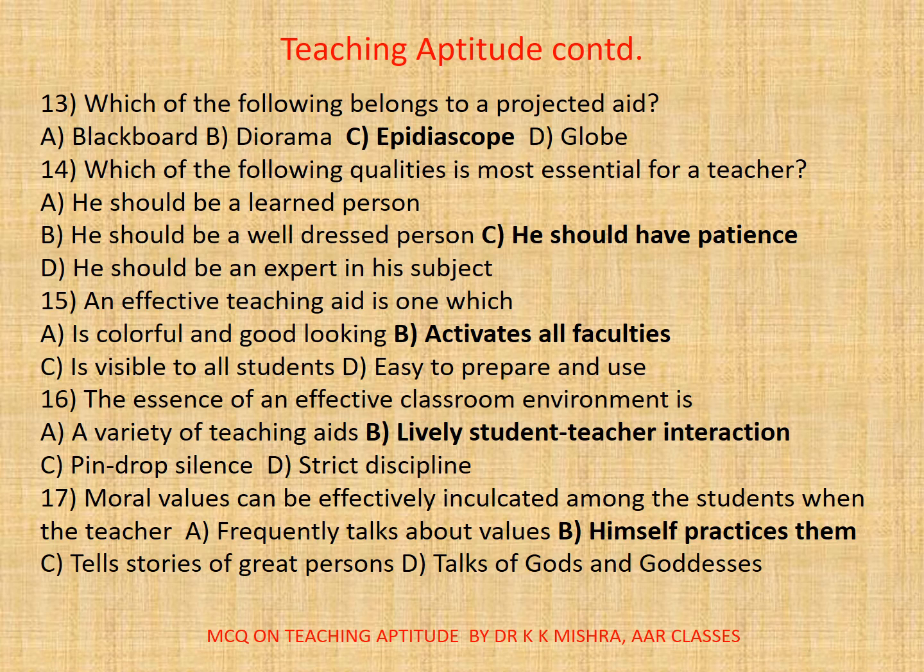16. The essence of an effective classroom environment is: A. A variety of teaching aids. B. Lively student-teacher interaction. C. Pin drop silence. D. Strict discipline. The correct option is B.